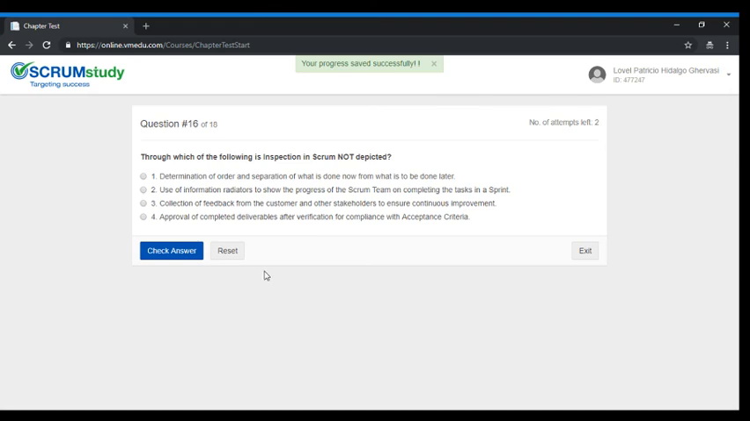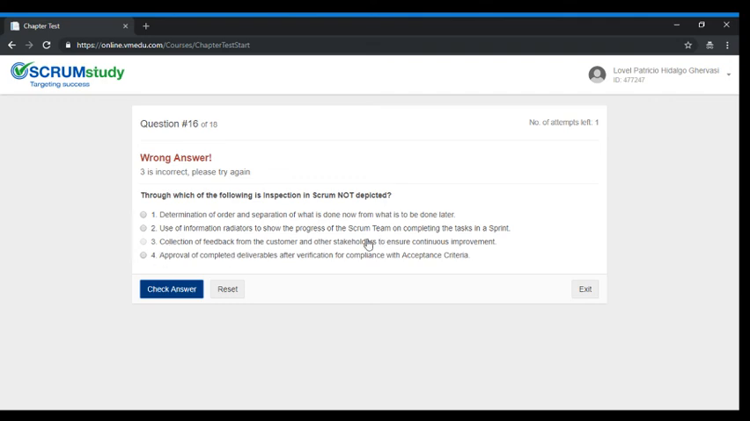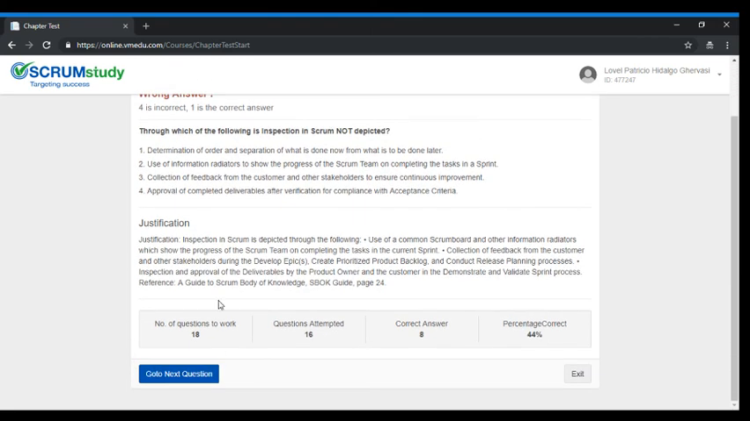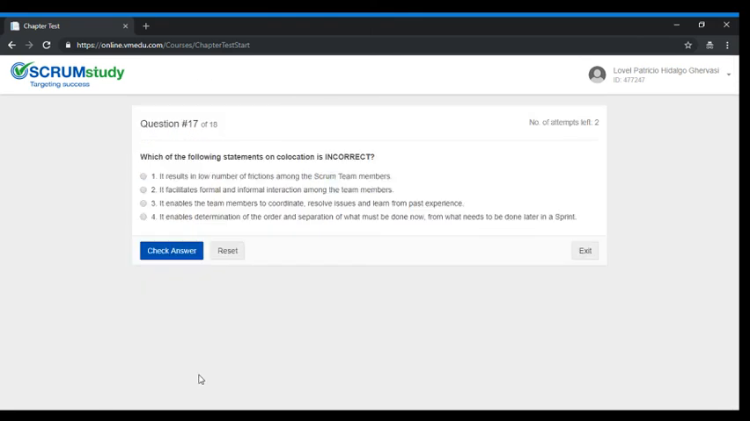Sobre qué de las siguientes expresiones no está especificada en... la 3 es correcta, la 4 también, no, ahí sí nada de esa pregunta, no me acuerdo.